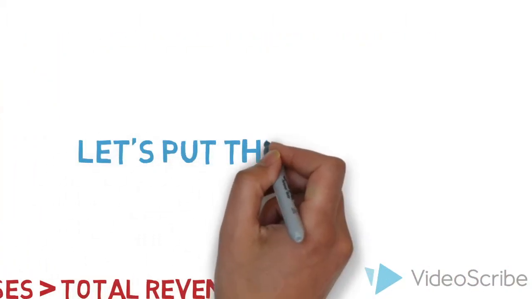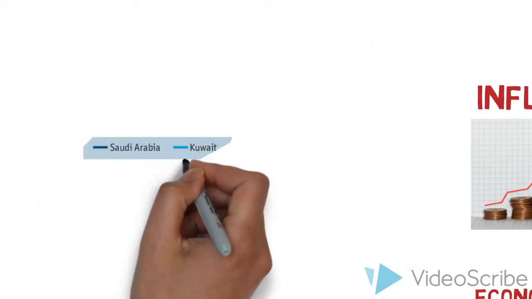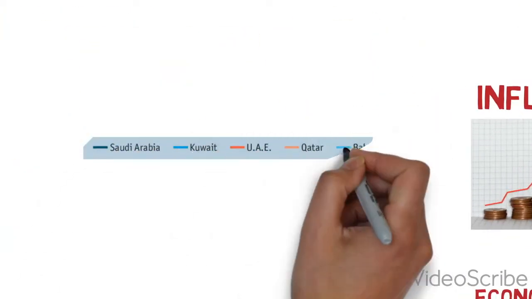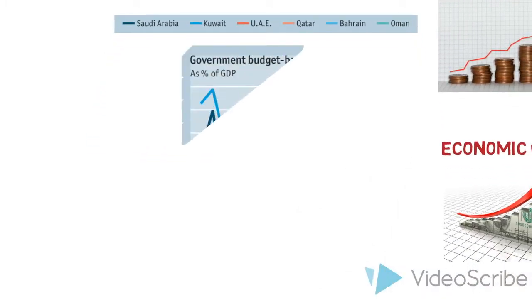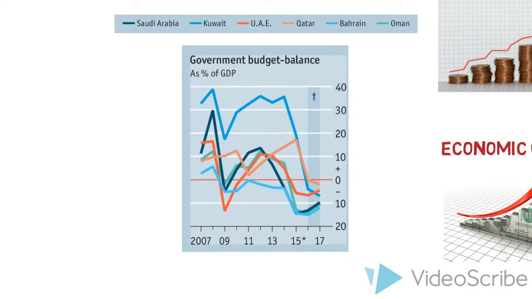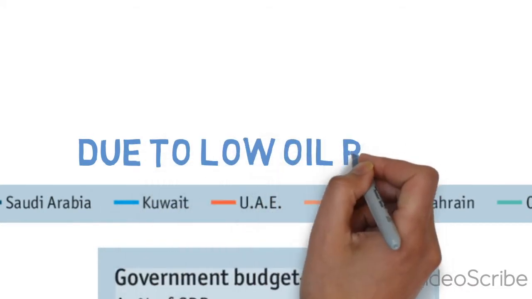Let's put it in the GCC context. As the graph shows, the UAE faces an average fiscal deficit of 10% according to Gulf News, and it's explained by the represented government budget balance. Below, by the orange curve, which represents the UAE, we notice a significant fall in the 2008 crisis and in years 2015-2016, and that is all due to the low oil prices.